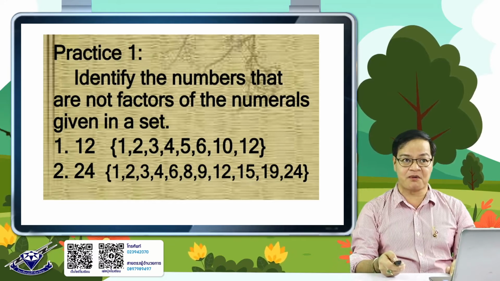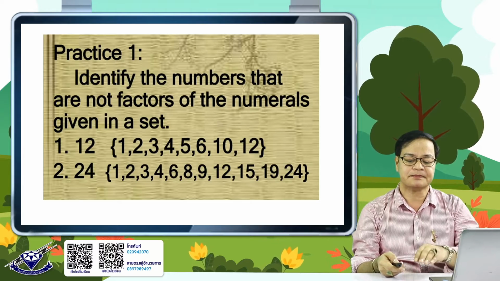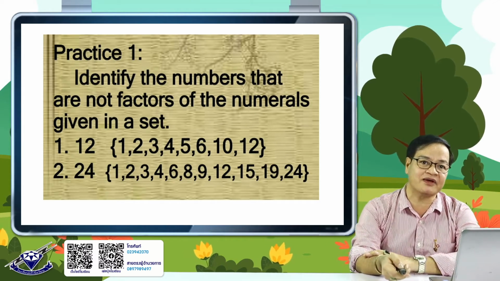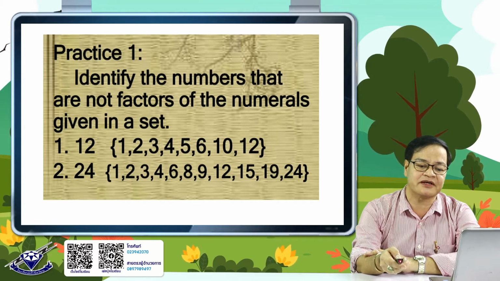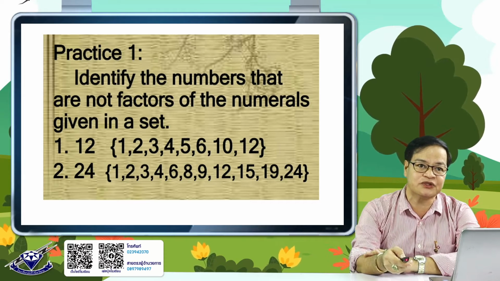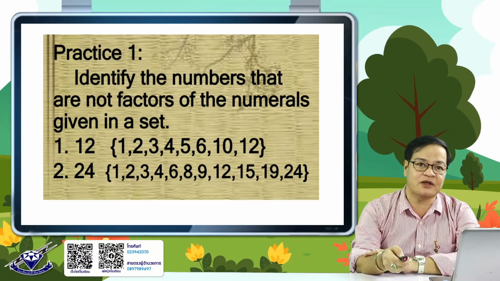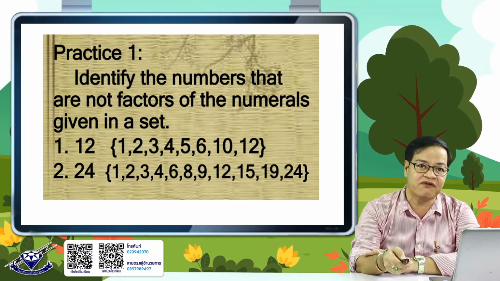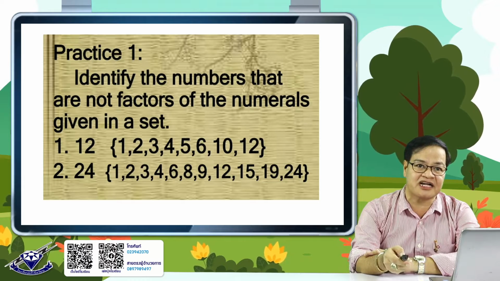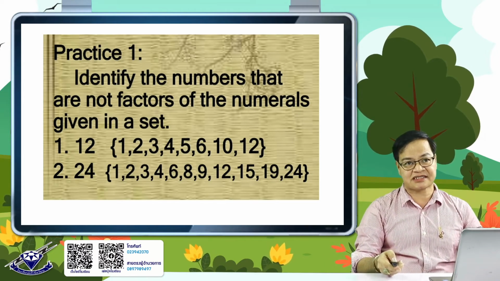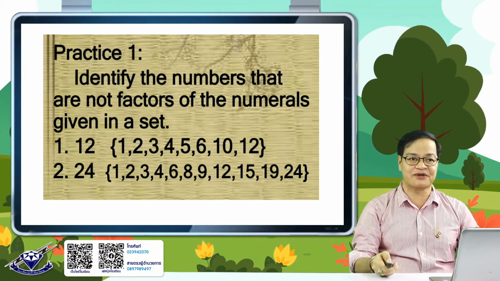Okay, let's do number 1. What are the factors of 12? You know this one. What are the factors of 12? We have 1 and 12. Very good. We have 2 and 6. And then we have 3 and 4. Question. What are the numbers that are not factors? So it's 5 and 10. Very good.